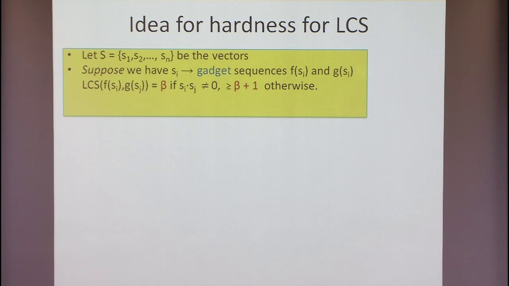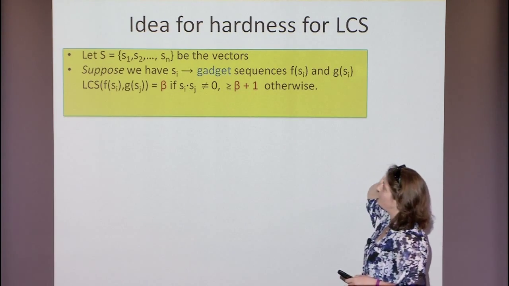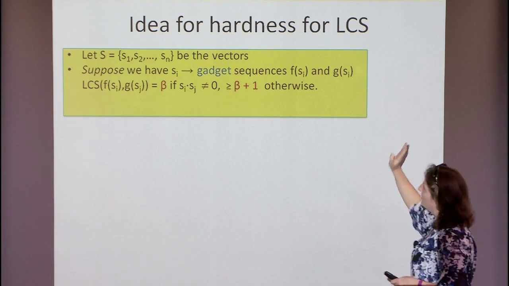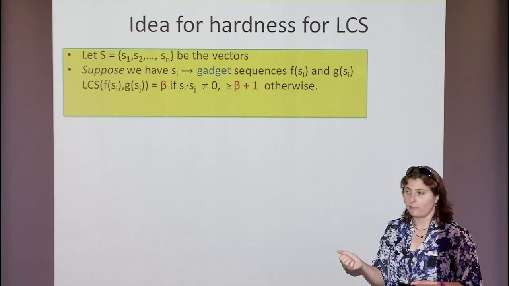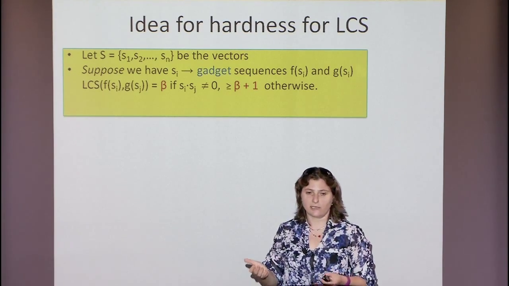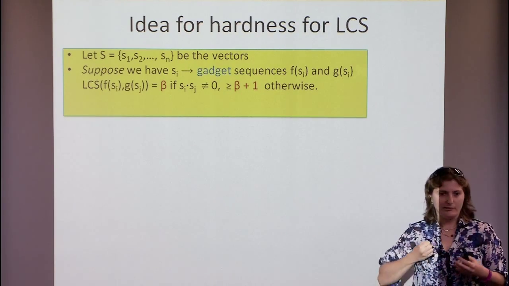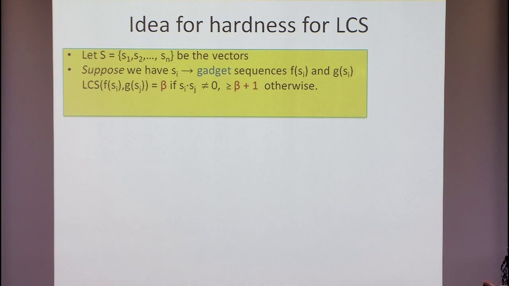The first thing we'll do is assume that we already have some really nice vector gadgets. What does this mean? From every vector in our set of vectors, there's a way to construct a small sequence F and a small sequence G, with this nice property: when I take two different vectors S_I and S_J and look at the longest common subsequence of F of S_I and G of S_J, it will be exactly some quantity beta if they're not orthogonal, and something bigger than beta otherwise. It will be at least beta plus one. It will require a bunch of work too, but suppose we had this, maybe it will make our lives simpler.